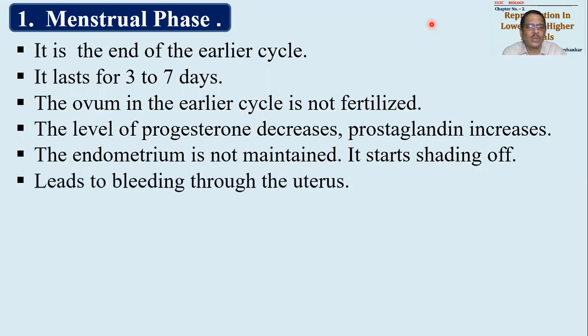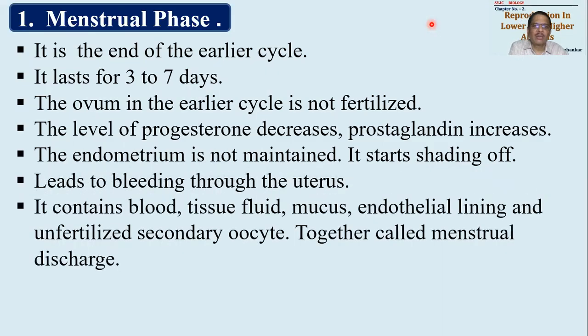This will lead to bleeding through uterus and will be called as menstruation. Menstruation में क्या होगा? Menstrual flow or menstruum, or menstrual discharge will be given out from uterus. This menstrual discharge will consist of blood, dead tissue, tissue fluid, mucus, and endothelial lining. Okay, and unfertilized secondary oocyte also will be there, but of course it will not be seen because it is very tiny. Size of unfertilized oocyte will be very tiny, so it will not be seen, but we have to assume that it is given out.